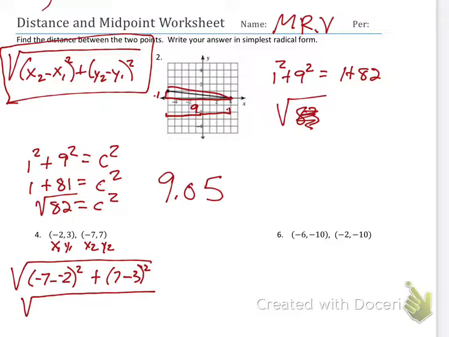So then negative 7 minus a negative 2 is negative 5. Negative 5 squared is 25. 7 minus 3 is 4. No, I'm sorry, not times 2. The second power is 16, so that'd be plus 16. I would then get 25 plus 16 is equal to 41. And I would just take that square root, and that'd be 6.4 for that one.